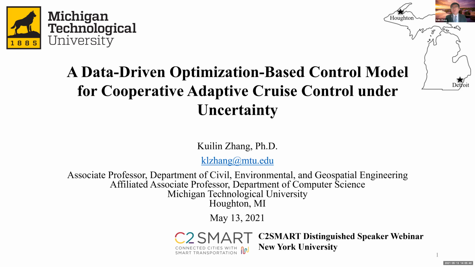Today I will talk about my research on a data-driven optimization-based control model for cooperative adaptive cruise control under uncertainty. This research has been supported by an NSF Career Award. We try to understand how to use data from other vehicles to improve the driving control of connected and automated vehicles in the real world.